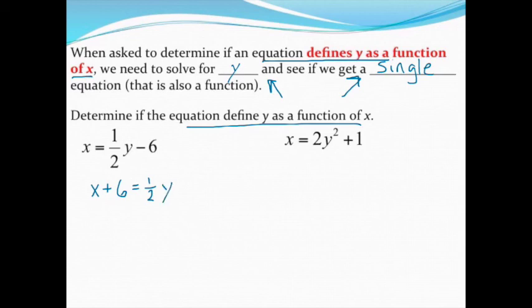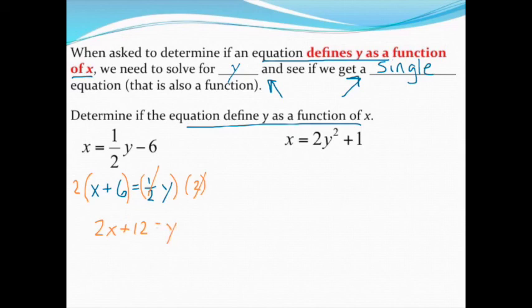And then to get y alone, I could either divide by 1/2, but that's kind of weird. I don't like to divide by fractions, so instead I'll just multiply by the reciprocal, which is 2. So I'll multiply both sides by 2. It'll have the same effect of canceling that out. Since I want to multiply this entire side by 2, don't forget your parentheses. So once I distribute then, I've got 2x plus 12 equal to y.